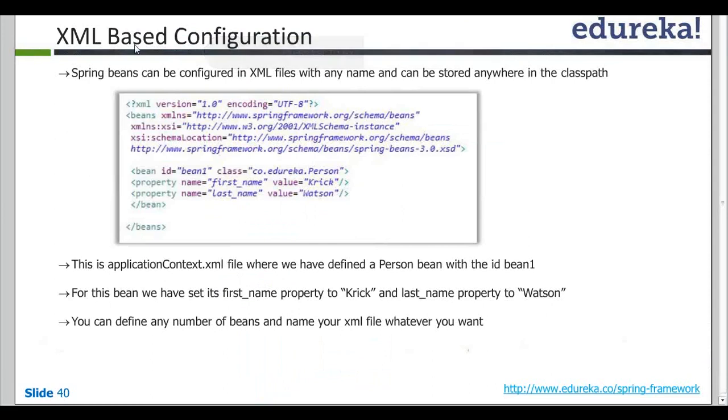So here, if you see XML based configuration, Spring Beans can be configured in XML files with any name and can be stored anywhere in the class path that we covered. And we know this is how our configuration looks like. This is the applicationContext.xml file. As we have given the name as beans.xml, we could give it any name. We have defined person bean with ID bean1. For this bean, we have set its first name property to Craig and last name property to Watson, as shown in this image. You can define any number of beans and name your XML file whatever you want. That is what we have seen. We had defined more than one bean and we had named it as beans.xml instead of applicationContext.